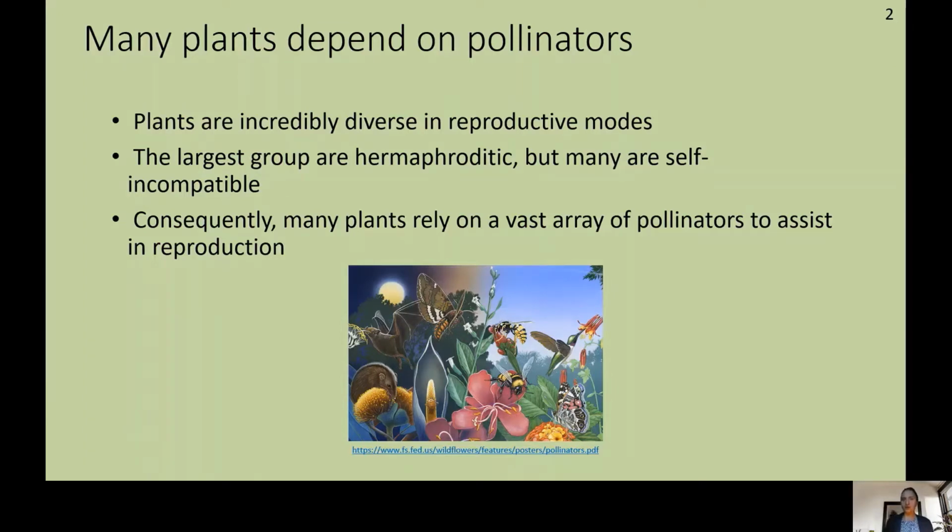The largest group are hermaphroditic, about 90% of angiosperms, but most of these are in fact self-incompatible, about 60%. Because of this, many plants rely on a vast array of pollinators to assist with reproduction. These pollinators can take a wide variety of forms.